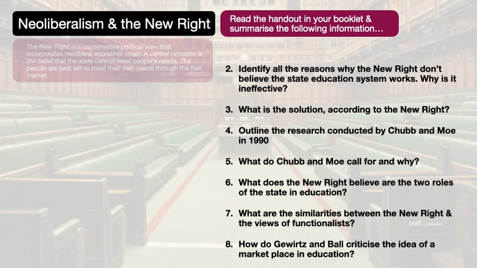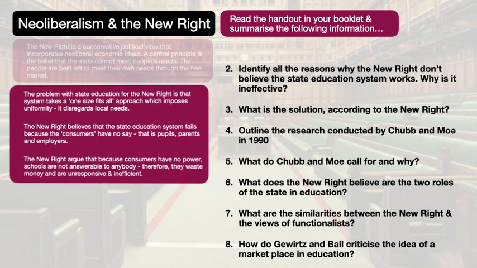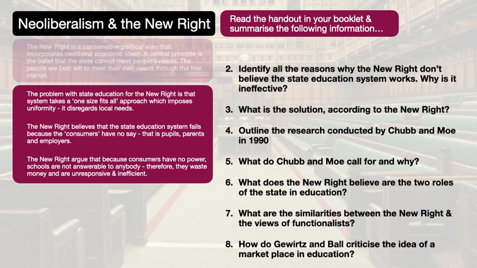Why doesn't the New Right believe that the education system works? Well, the problem with state education for the New Right is that the system takes a one-size-fits-all approach, which imposes a kind of uniformity. It disregards maybe local or individual needs. The New Right believes that the state education system fails because the consumers have no say. That is, the pupils, the parents and the employers. So the New Right argue that because consumers have no power, schools are not answerable to anyone. Therefore, they waste money and are unresponsive and inefficient to need.